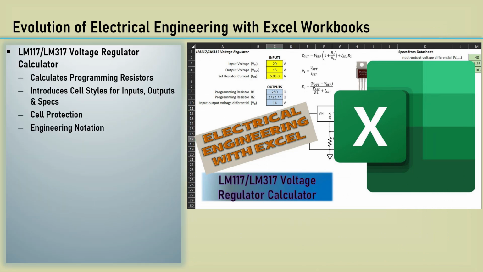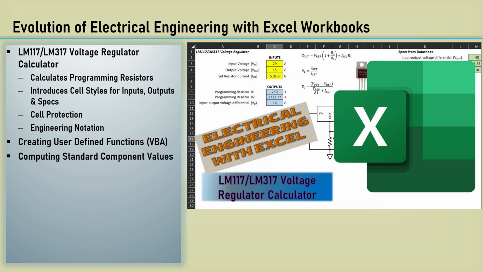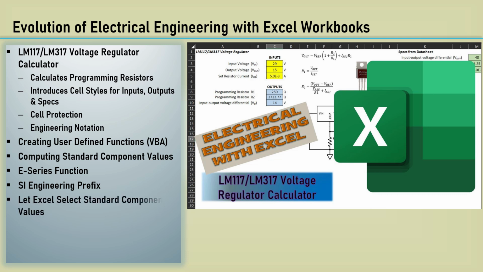Several other follow-up videos have been published, including creating user-defined functions, where we wrote Visual Basic for Applications, or VBA, code for custom functions. We used that VBA code function knowledge to compute standard component values, first with 1% resistors, then expanded that to include the entire E-series standard component values. We then developed code for returning the applicable SI engineering prefix for a number. We then used all those user-defined functions in a spreadsheet to calculate standard component values and resistor powers.